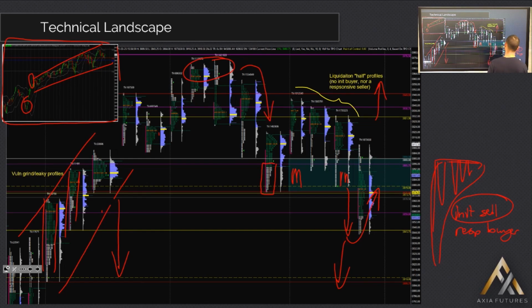Now, one of the things is that these profiles often are quite tempting, like the highs of these look pretty horrible. This one here is a 3 TPO ledge.